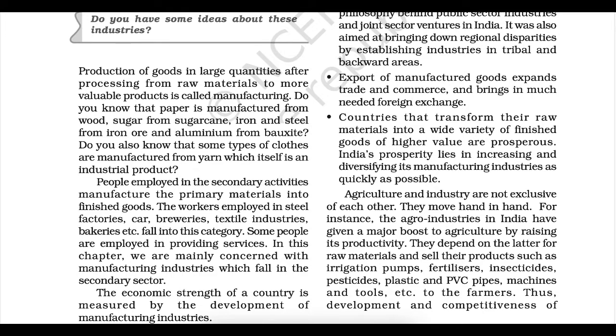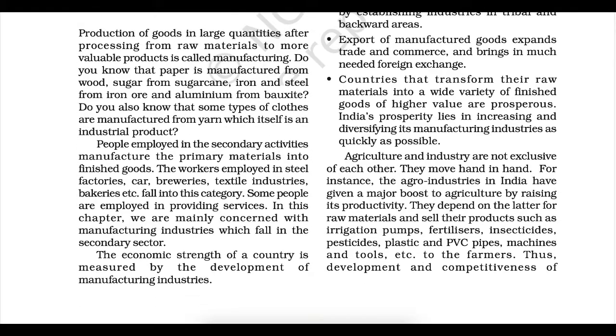Do you know that paper is manufactured from wood, sugar from sugarcane, iron and steel from iron ore, and aluminium from bauxite? Do you also know that some types of clothes are manufactured from yarn, which itself is an industrial product? People employed in the secondary activities manufacture the primary material into finished goods. The workers employed in steel factories, cars, breweries, textile industries, bakeries, etc. fall into this category. Some people are employed in providing services. In this chapter, we are mainly concerned with manufacturing industries which fall in the secondary sector.